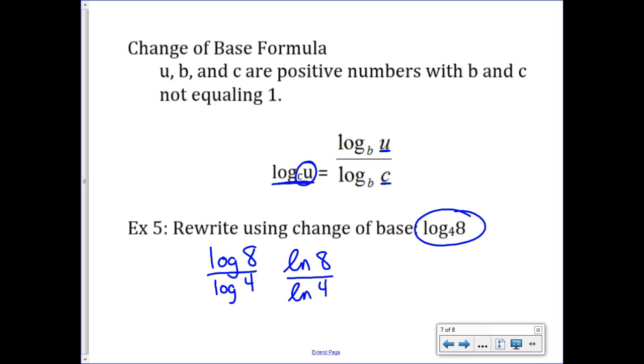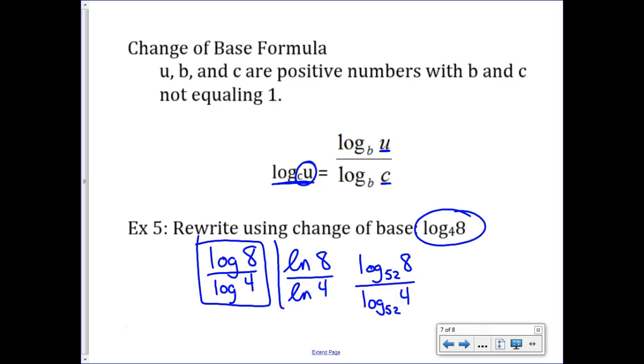If for some reason you wanted to do log base 52, I have no idea why you would use that. But anything will work. That's how it works. These two are the ones that you will use the most to type in your calculator, the log base 10 and natural log.